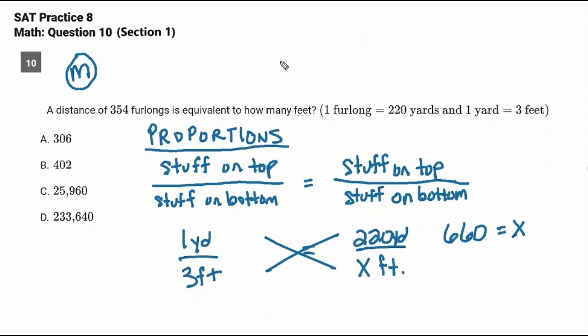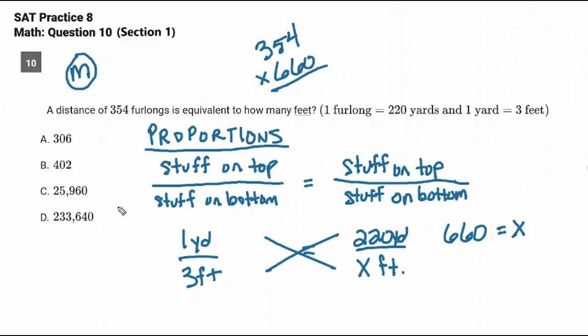How many furlongs do I want? I want 354 furlongs. So I got to multiply that times 660. Guys, you can stop right here. Be confident. Look at these answer choices. It's going to be some ginormous number. It's going to be D.